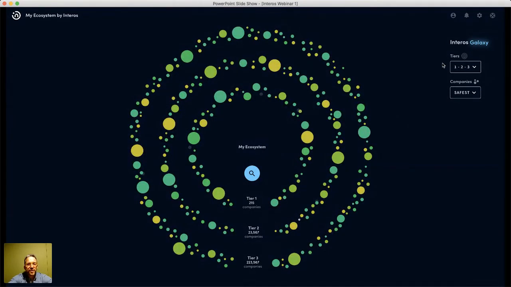But also the inverse, right? What are the riskiest? And perhaps that's, of course, the most important use case, right? What are the riskiest companies in your ecosystem? And now do they connect back to me, right? Going back to that initial use case that we debated.